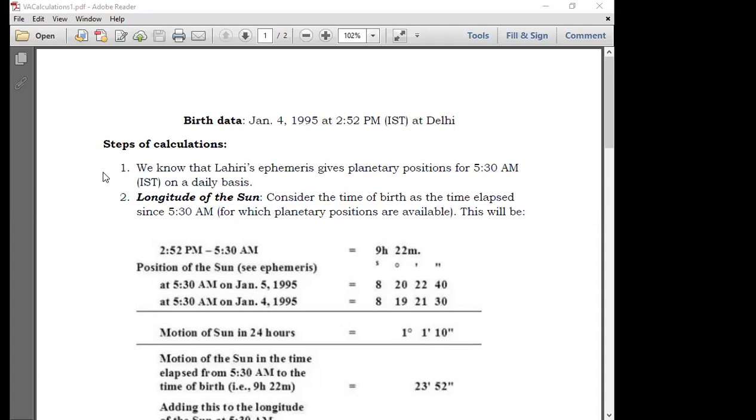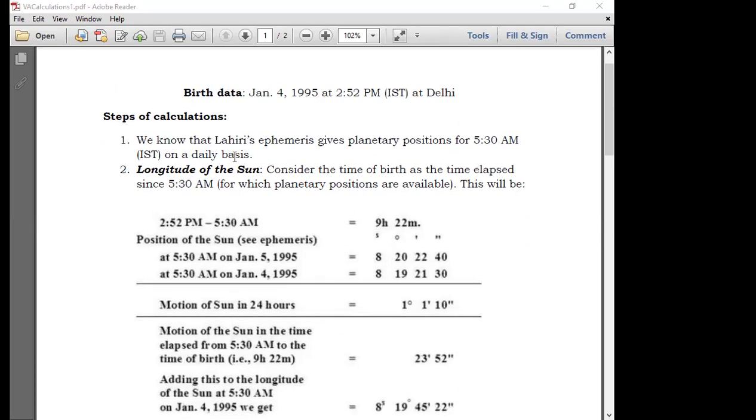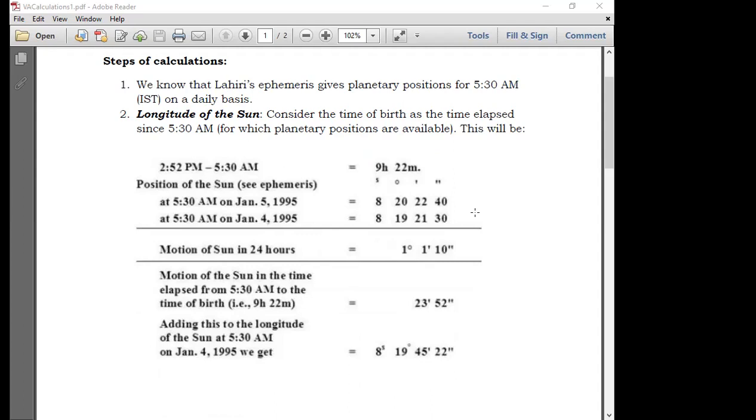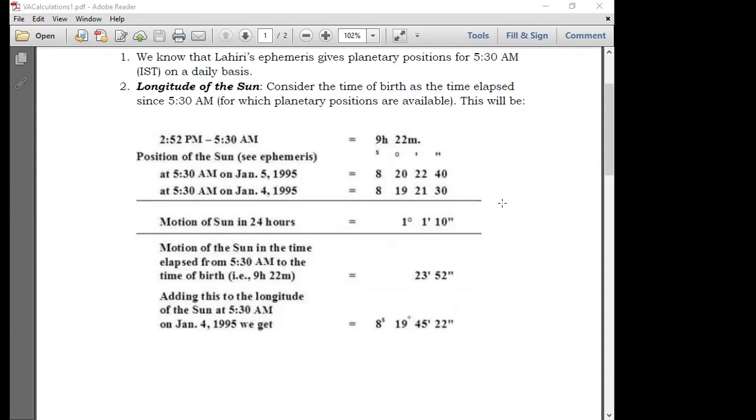So we know that Lahiri's ephemeris gives planetary positions for 5:30 a.m. Indian Standard Time on a daily basis. Okay, so based on this, we'll calculate the longitude of the sun, and similarly, the longitudes of the other planets can be calculated. So what we do is that we consider the time of birth as the time elapsed since 5:30 a.m. for which the planetary positions are available. Okay, so this is the calculation for the longitude of the sun.